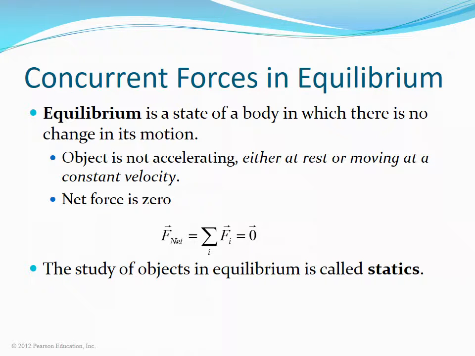Equilibrium is a state of a body in which there is no change in its motion. An object in equilibrium is not accelerating. Either it is at rest or it is moving at a constant velocity. We say that an object in equilibrium has no net force acting on it. Many forces can act on an object simultaneously, but when the forces are added as vectors, the sum yields the zero vector. The study of objects in equilibrium is called statics.